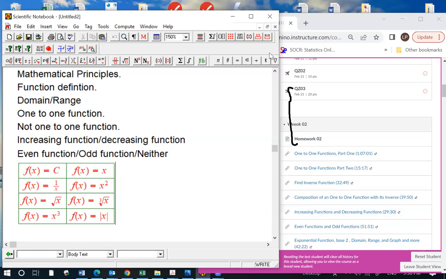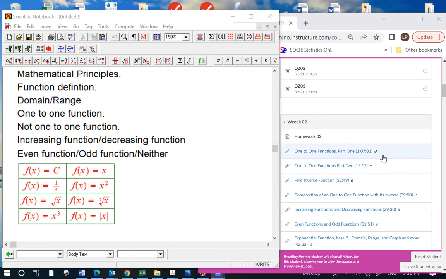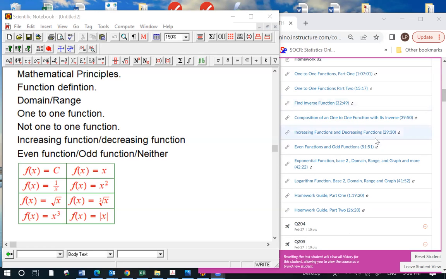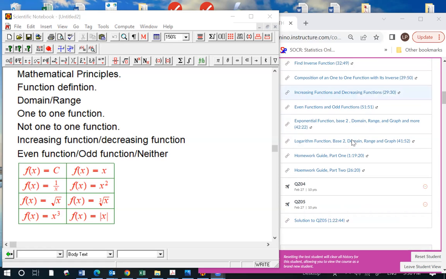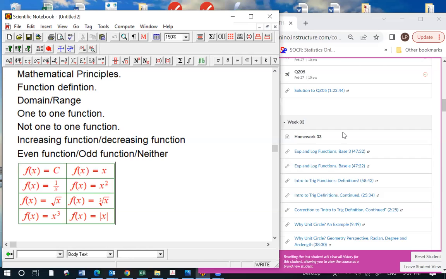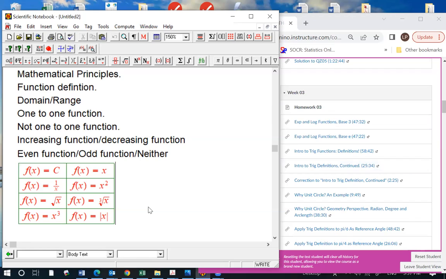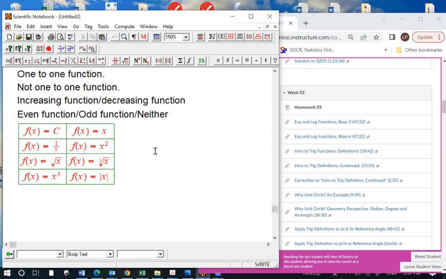In the second week, we continue to talk about functions: one-to-one function, how to find the inverse function if it is a one-to-one function, composition of functions, and so on and so forth. And then we talk about exponential functions and logarithm functions. In the next 2 weeks, we talk about exponential functions and logarithm functions in week 2 and week 3. So we continue with more functions.